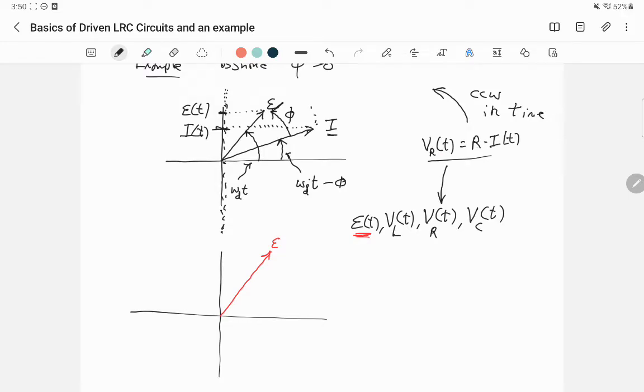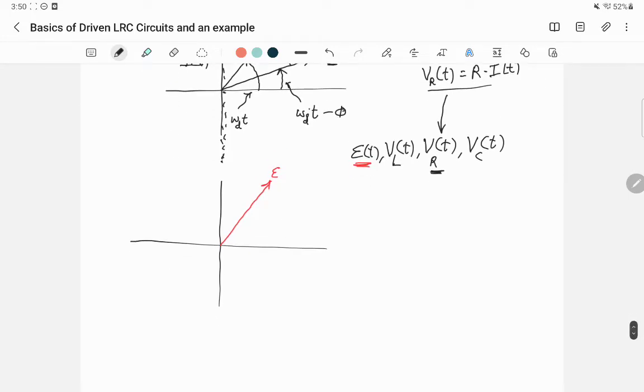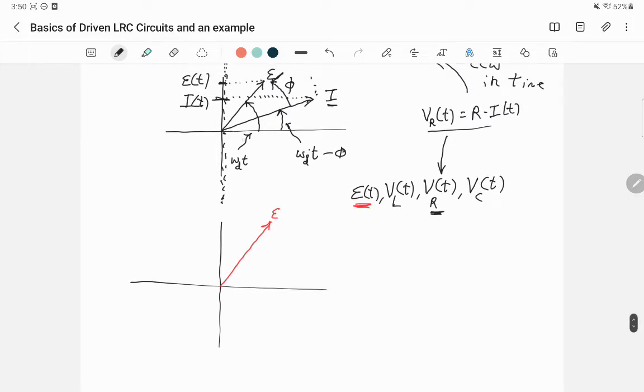So I'm going to draw the voltage across the resistor in black, and the voltage across the resistor is a phasor that's parallel to the current, right? Because they're in the same time. There's no phase difference. There's no phase angle between resistor voltage and current. So I'm just going to draw it here. So this right here is meant to be V sub R, right?